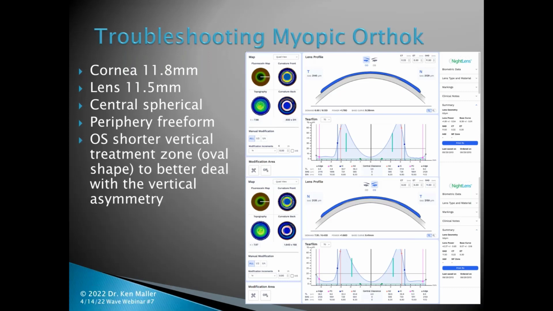I also, in the left eye, created a shorter vertical treatment zone that creates basically an oval shape to better deal with that vertical asymmetry, because I was a little concerned that the left one was even greater than the right, and that might create some issues.